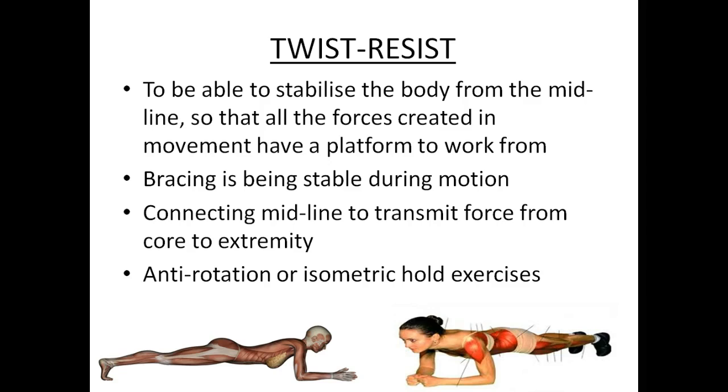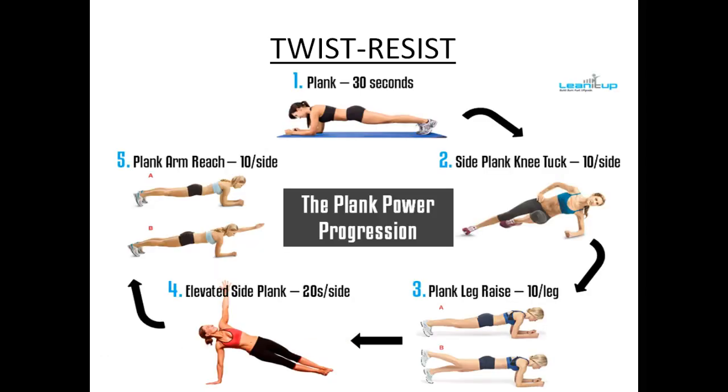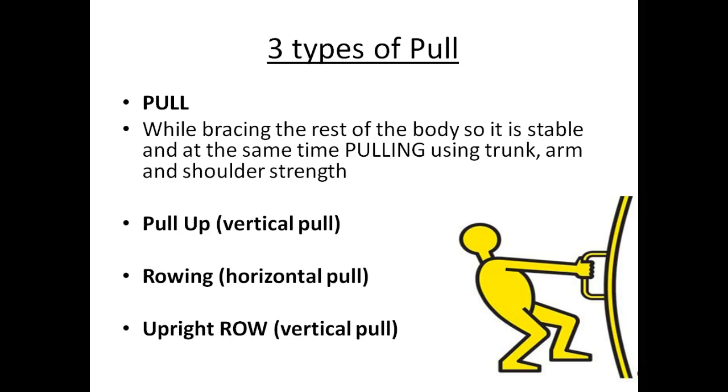Got to be in a good position though. So here we've got an example of different types of plank. We've got normal plank, side plank, one leg plank, elevated plank, and then when you're taking your arms off as well. All of those are bracing in that position.